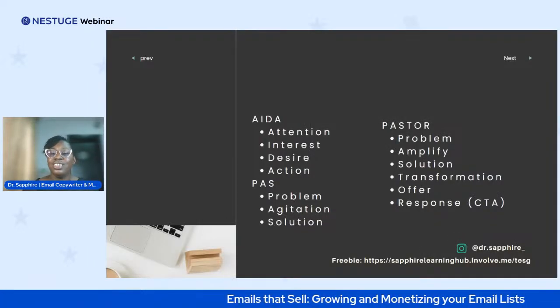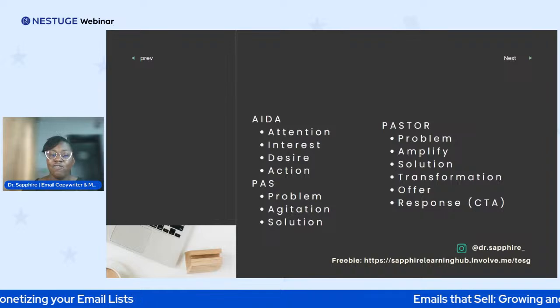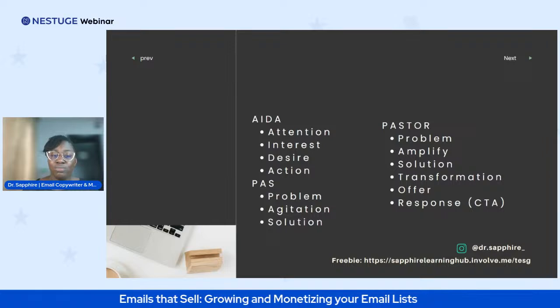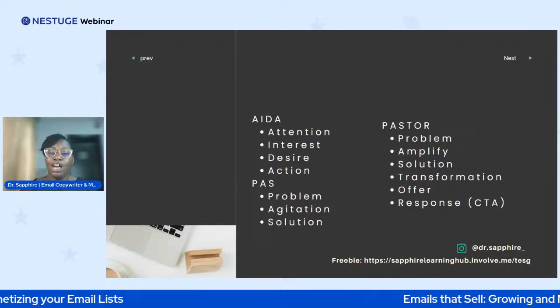Now, to make the writing process easier for you when it comes to emails, there are formulas, and I've put three popular ones that you can simply use to write your emails. You might be saying, Dr. Safaya, I don't know how to write. Writing is not in my skill set. I'm not a writer. I don't really do much writing. I used to run away from it. It's fine. These formulas are here to guide you.